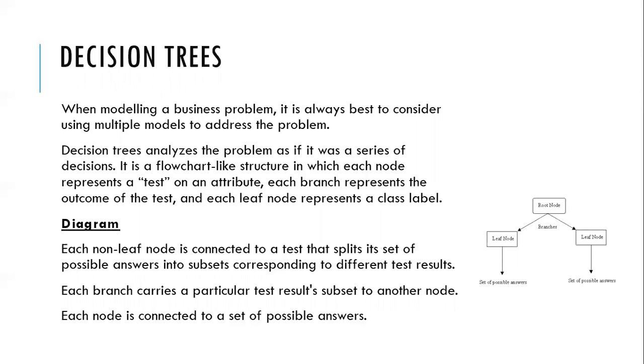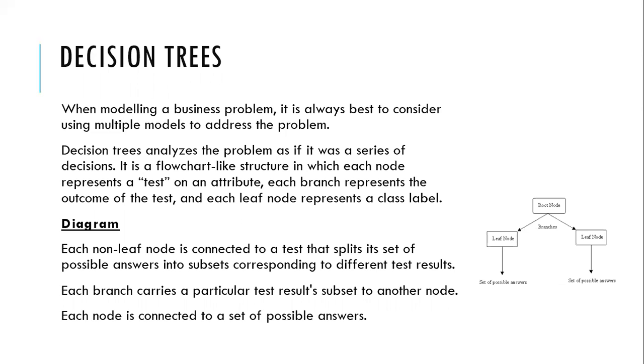And then we have the decision tree. Remember I just said something about multiple models. When we are modeling a business problem, it's always best to consider using multiple models to address the problem. This is because some models tend to overfit the data, so you want to try multiple models to understand which will predict better. The decision tree is another one of those models that can be used to analyze problems.